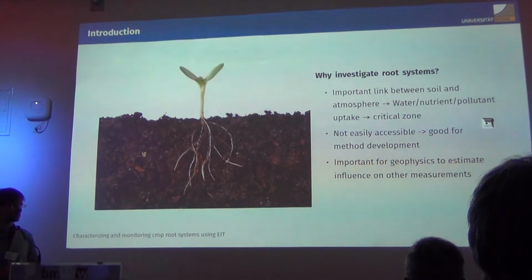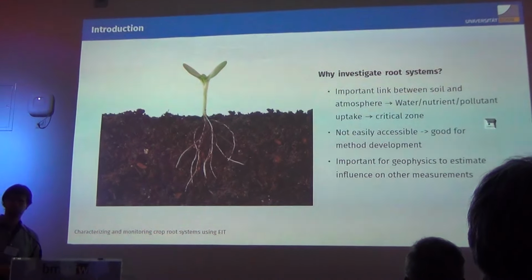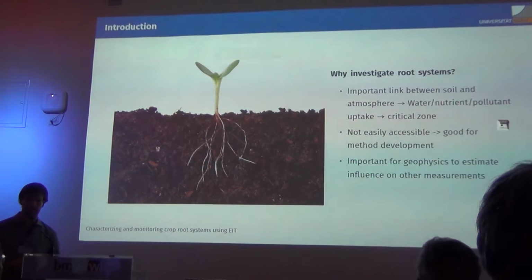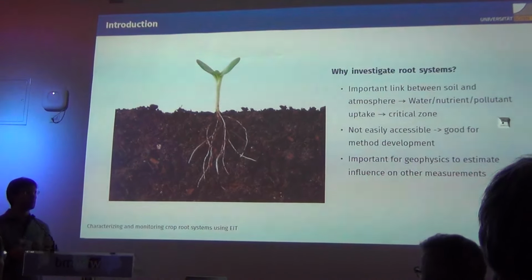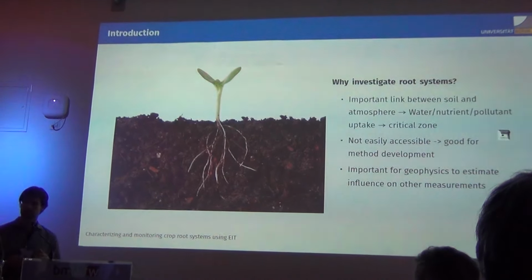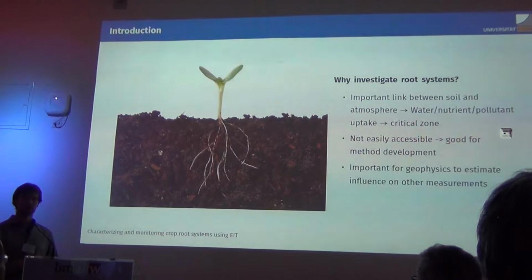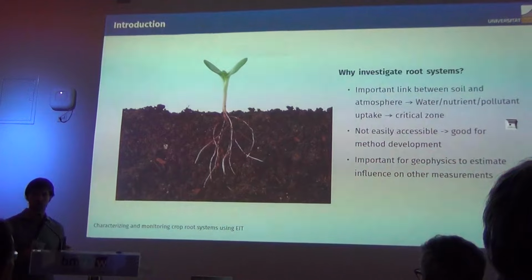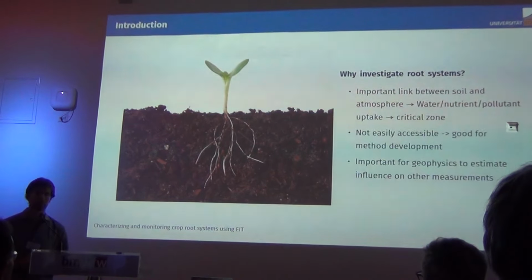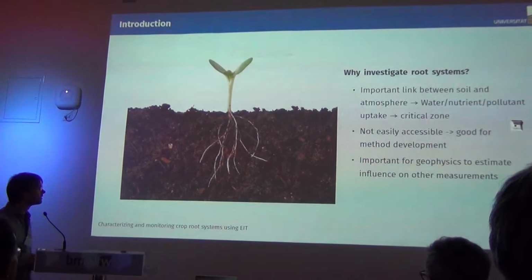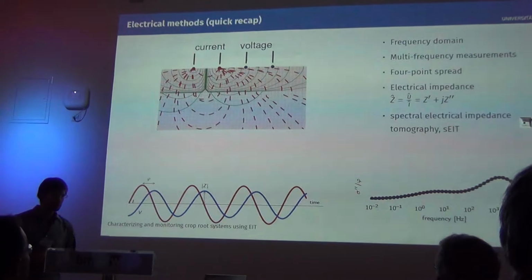And another thing, even if you're not interested in roots at all, I think it's important to at least estimate the effect they have on our other near-surface measurements. So at least we should be able to specify the effect they have on our measurements on, for example, landslides or these other issues that we have been talking about. So just a quick recap.